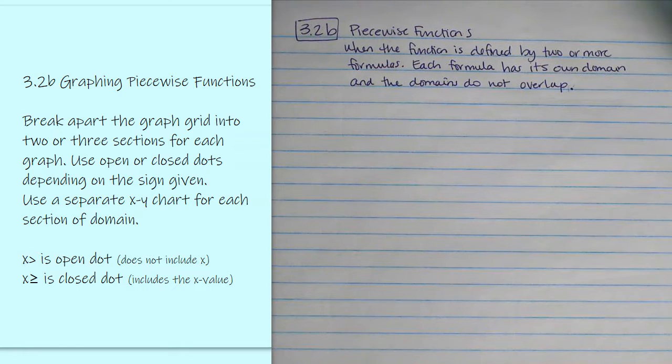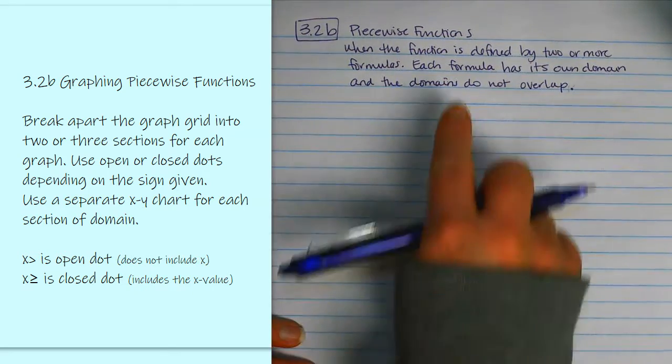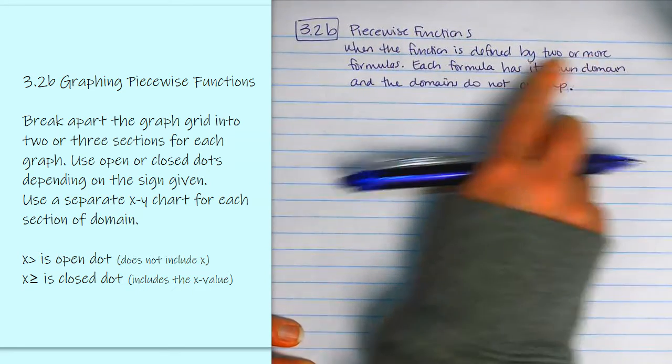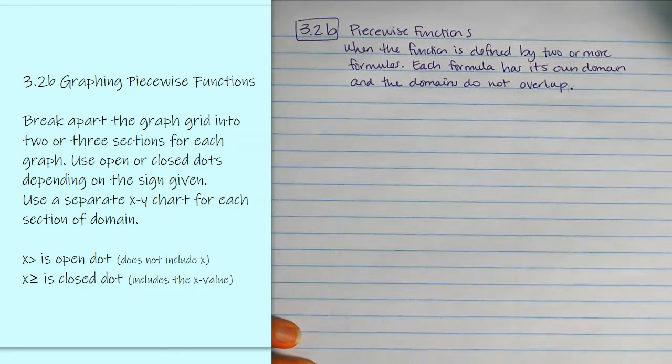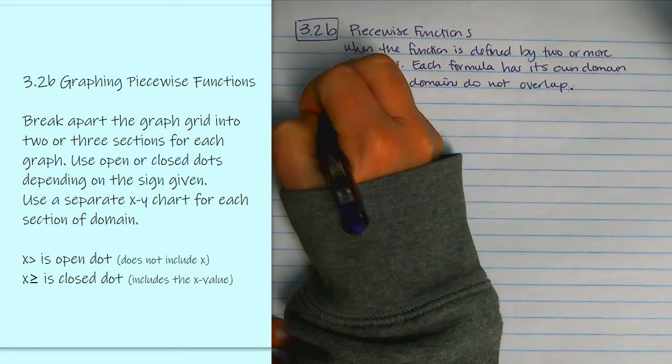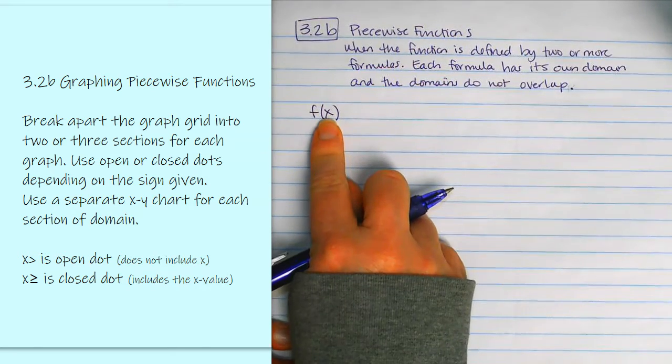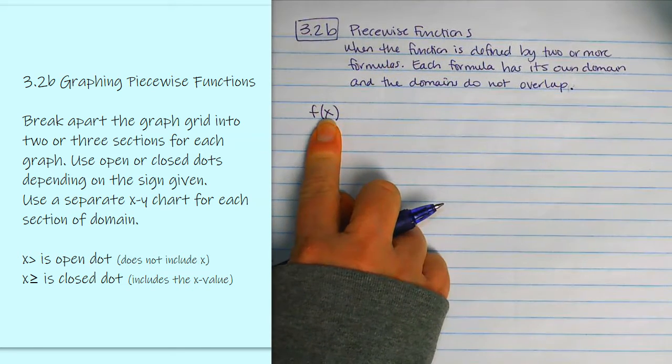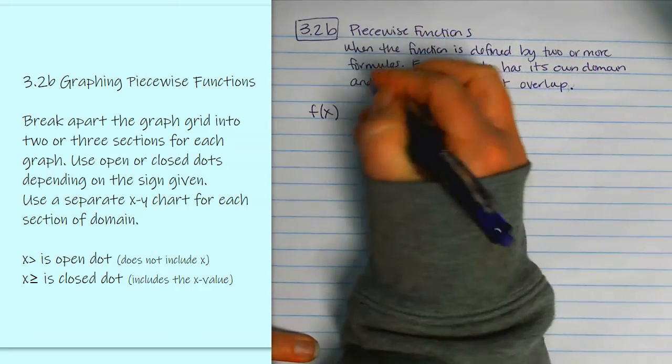Well, any of those equations can be written as a piecewise function. A piecewise function is when the function is defined by 2 or more formulas. So let's look at an example of what it looks like. Say we have f of x equal to 2 different pieces.